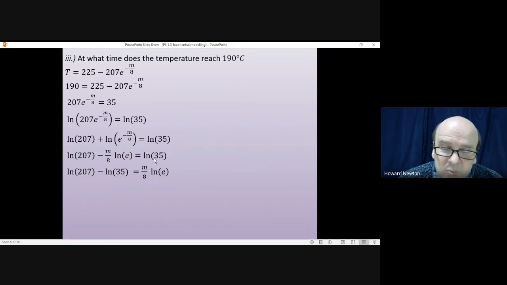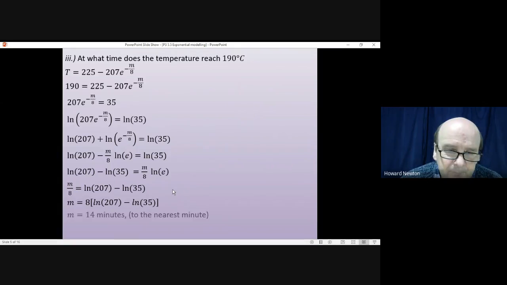And then the reason why I chose to do ln, log to base e, is because this sort of thing was likely to happen. Log and e are inverse functions, they cancel each other out, and they will just equal 1. Log of e is 1. So swapping things over, that gives us m divided by 8 is equal to log 207, take away log 35. Multiplying both sides by 8 will give us that. And at this point, I would just put everything into the calculator.